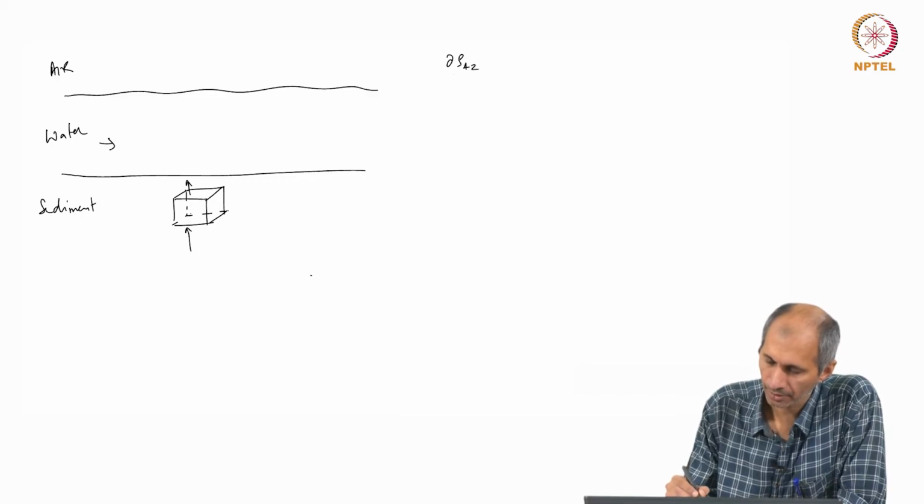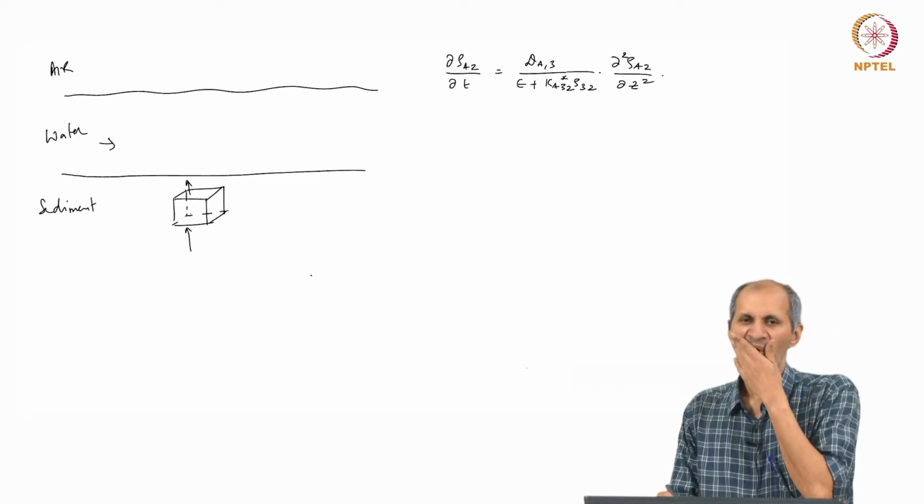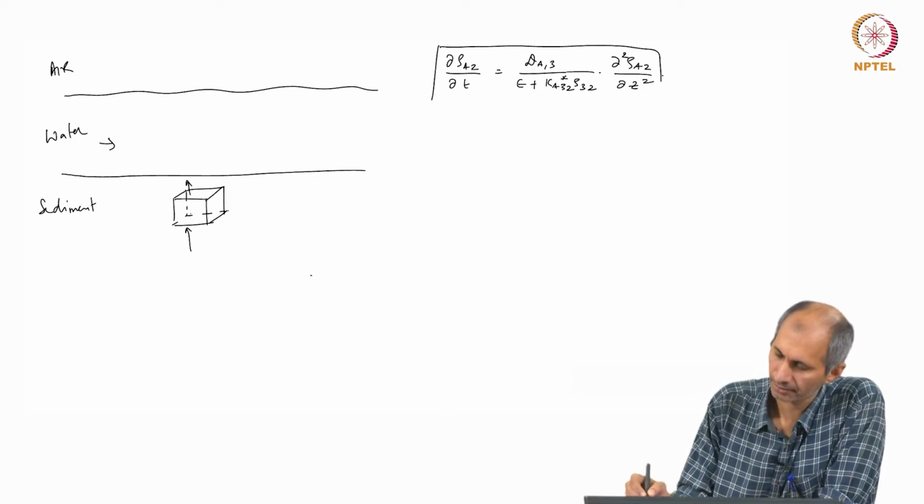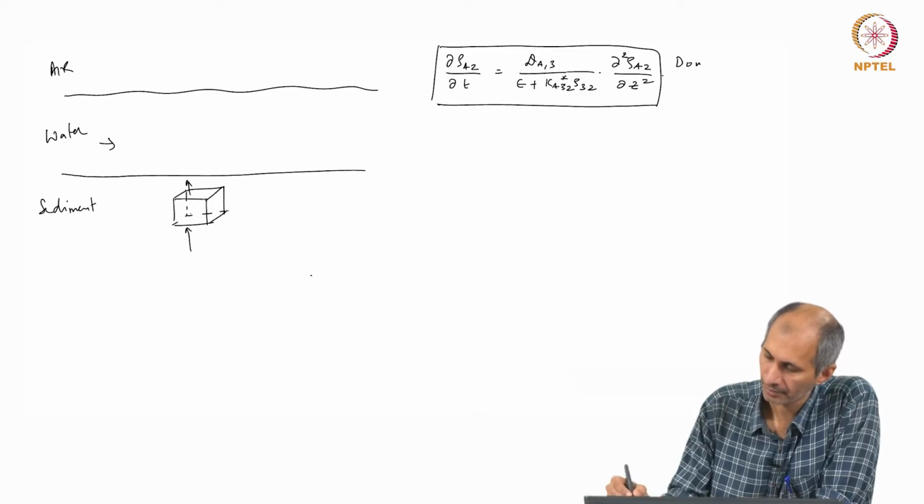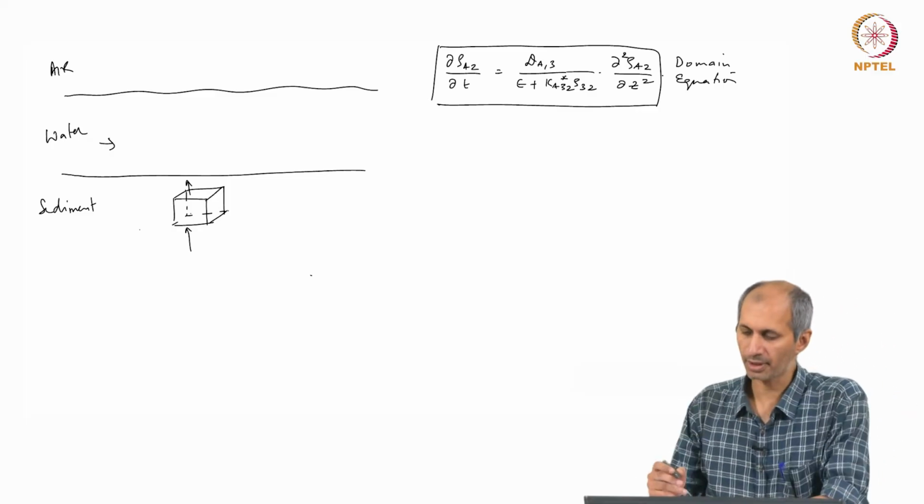Is rho A2 by dou t equals dA3 divided by epsilon plus Ka32 star into dou square by dou z square. So this is called, in general, the domain equation, or the process that is happening in the domain. So the domain is this, the sediment is the domain, and this describes the processes happening here.